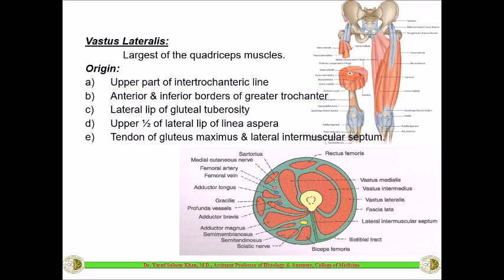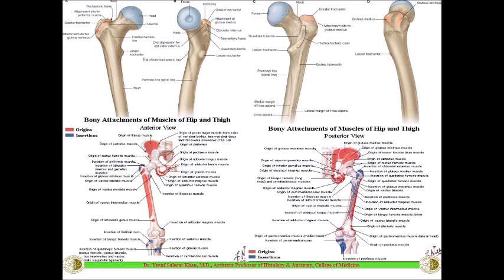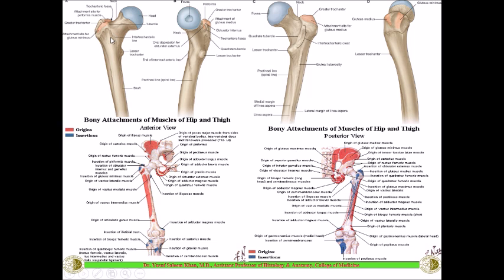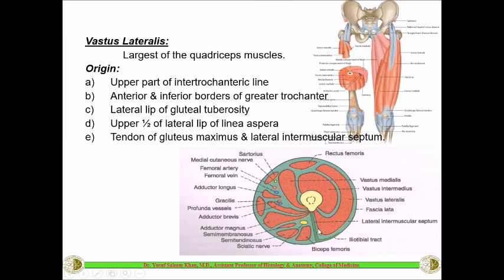So this is a very big origin. It takes origin from the upper part of the intertrochanteric line, then the anterior and inferior border of the greater trochanter here. Then it also takes origin from the gluteal tuberosity here, and it extends below on the lateral lip of the linea aspera, as well as a small origin from the tendon of the gluteus maximus and the lateral intermuscular septum. So this has a very big origin. This is the vastus lateralis.